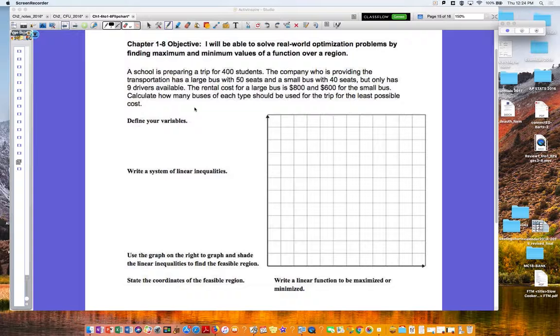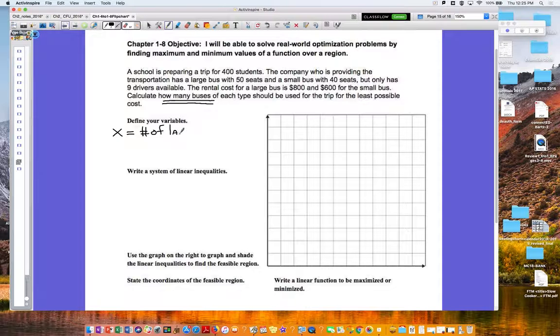So when I'm defining my variables, right at the very end where it says how many buses, well, what type of buses do I have? So I'm going to let x equal the number of large buses, and then I'm going to let y equal the number of small buses. Then the second part says we have a system of linear inequalities. What's causing us to order buses?